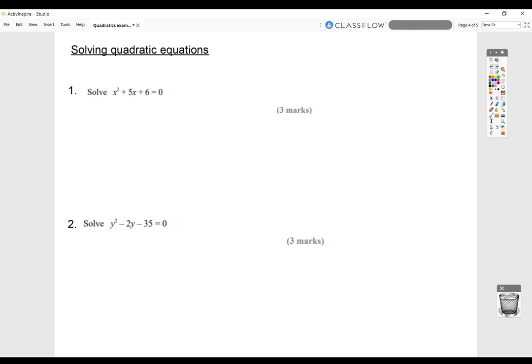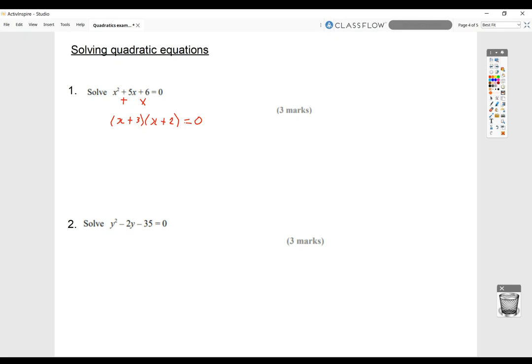Factorising and solving quadratic equations. So the first two, what we've got to do here is find two numbers that multiply to make 6 and add to make 5. Those two numbers are 3 and 2. So we put those in our brackets, and those brackets have got to be equal to 0.